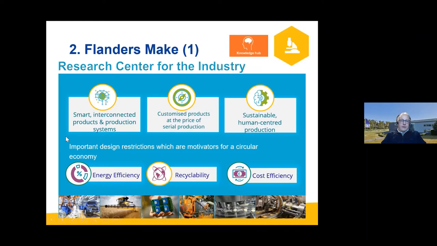Our research is based on what we see as four very dominant market trends nowadays. Products, but also production systems, they get more and more smart, more and more interconnected. They start talking to each other, exchanging information via sensors, etc. Customized products at the price of serial production. We see that in the companies lot sizes are getting smaller and smaller. So these production systems have to be very agile, very flexible to handle these small lot sizes, and products become more and more customized.